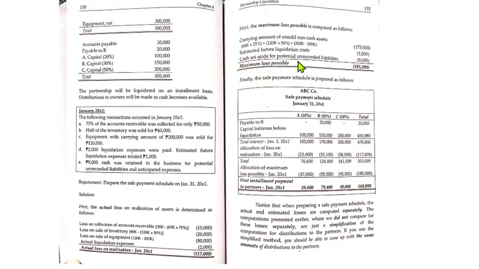Okay, now we identify maximum loss possible and the actual loss on realization for January 20x1. Then now, we finally prepare the safe payment schedule.